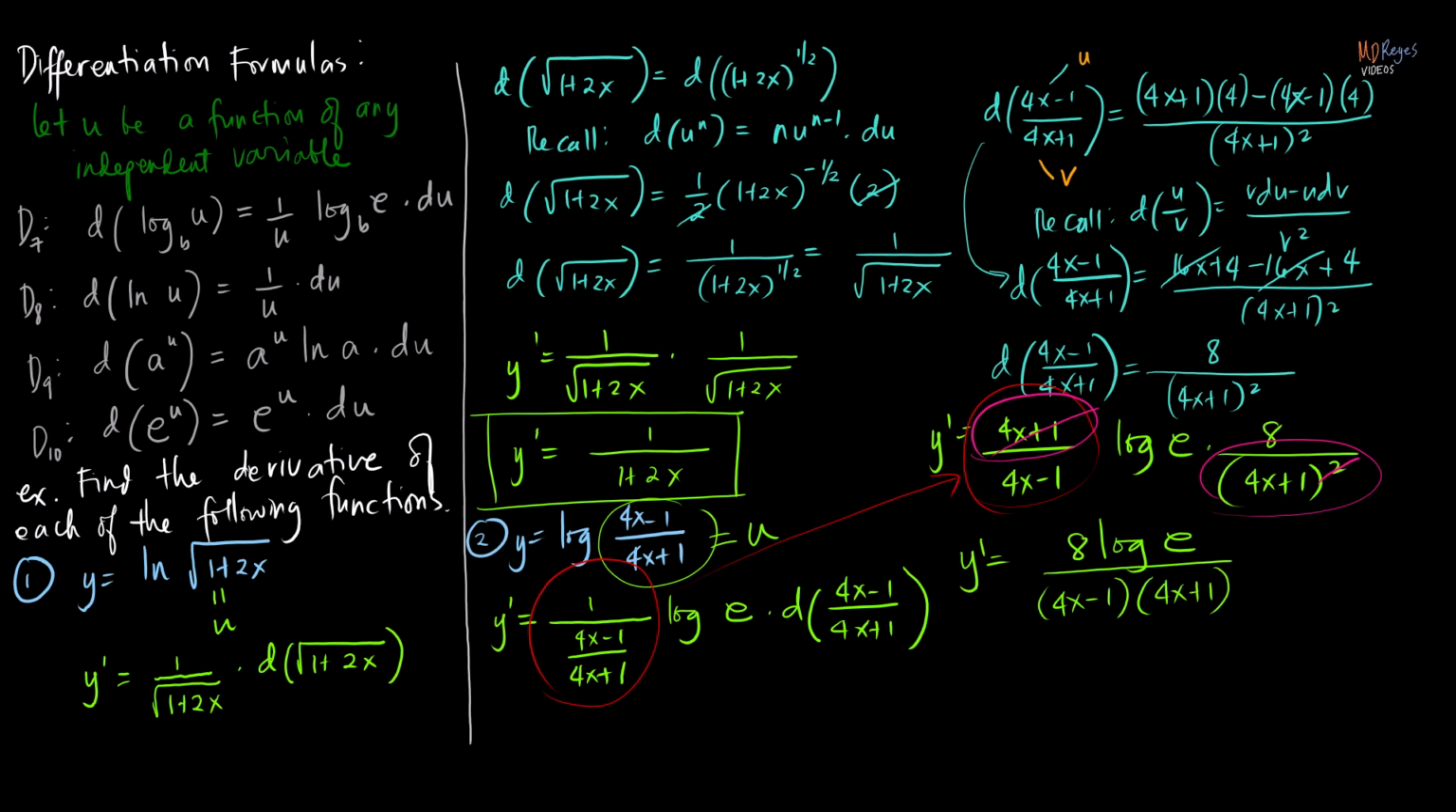Okay? Now, by special products formula, we can simplify the denominator, and you'll get 8 logarithm of e over 4x minus 1 times 4x plus 1, which will give us 16x squared minus 1. Okay, that is shorter than what's above it. So this is the derivative of the function in simplified form.